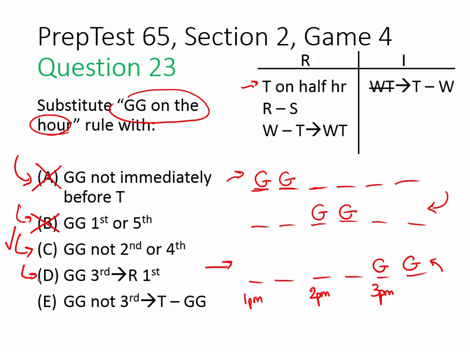So in D, if G is third, then R is first. Right off the bat, that deals only with this middle limited option and says nothing about the two on either side of it. It is way too limited of a rule.